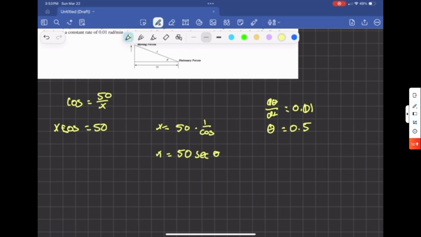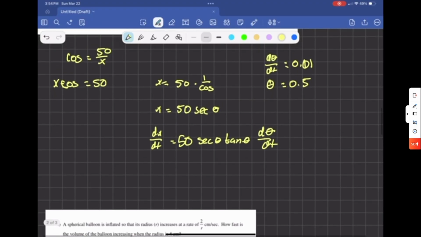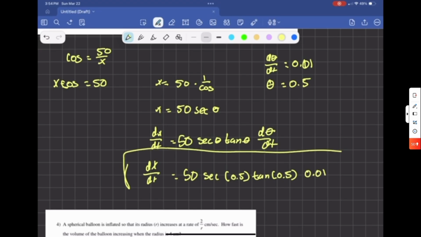So now we want to take the derivative. The derivative of x is dx over dt equals 50, our constant, times the derivative of secant theta, which is secant theta tan theta, and now we just want d theta dt because we differentiate with respect to theta. Now all we do is plug in all of our values. So dx dt is equal to 50 secant of 0.5 tangent of 0.5 times 0.01, and that should be your answer.